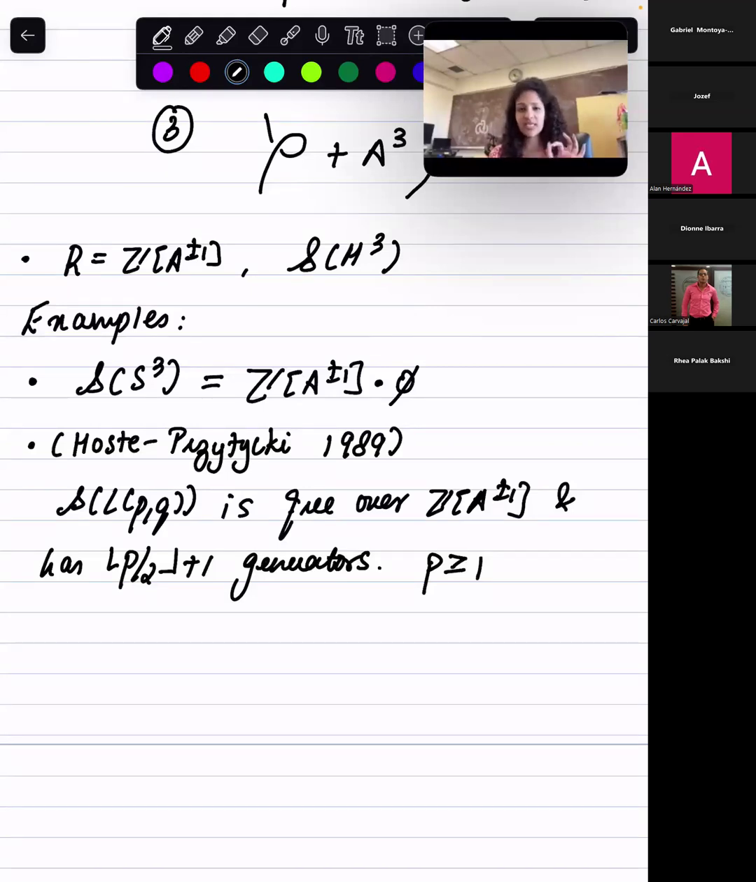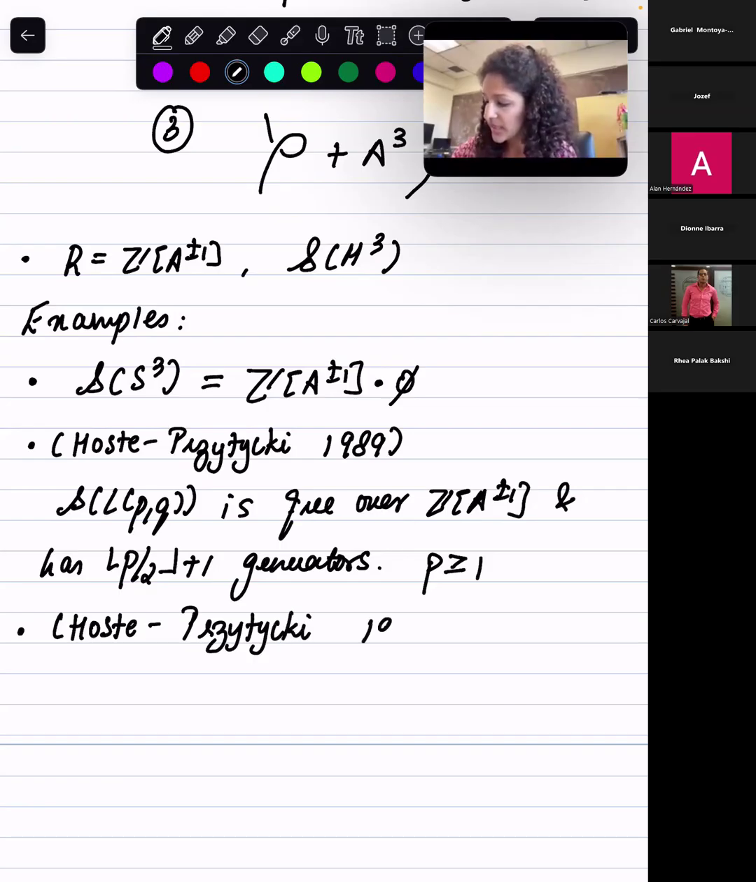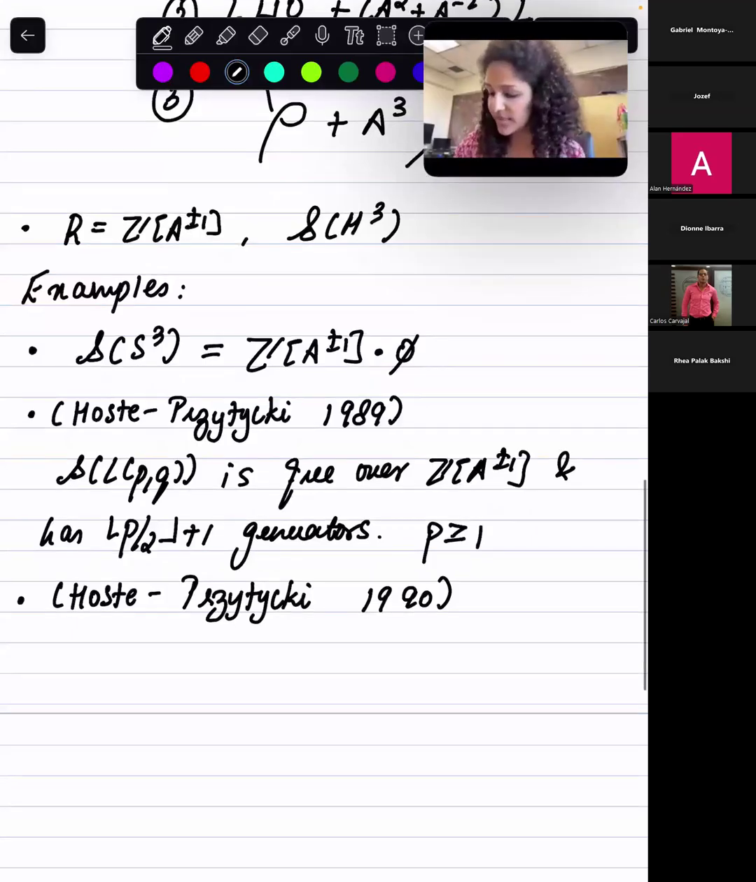One generator is the empty link. One is the orientation reversing curve in RP2. Okay, a very interesting result, again by Jim Hoste and Jozef Przytycki from a year later. This is about the skein module of S1 times S2. So we should pay special attention to this one.